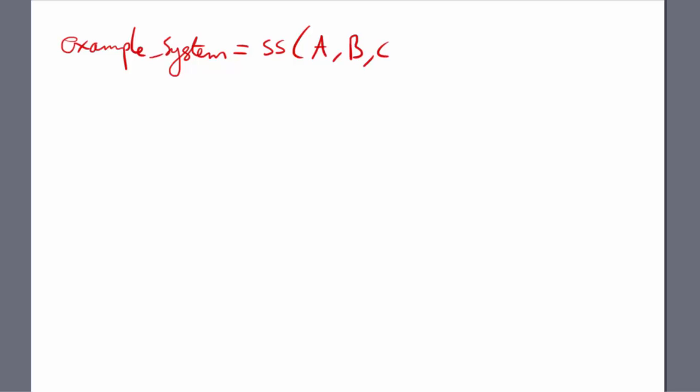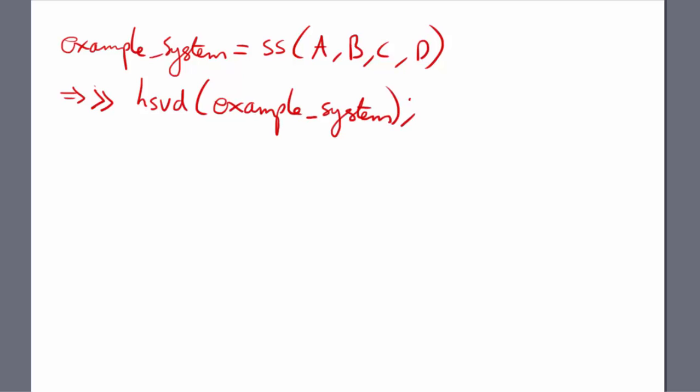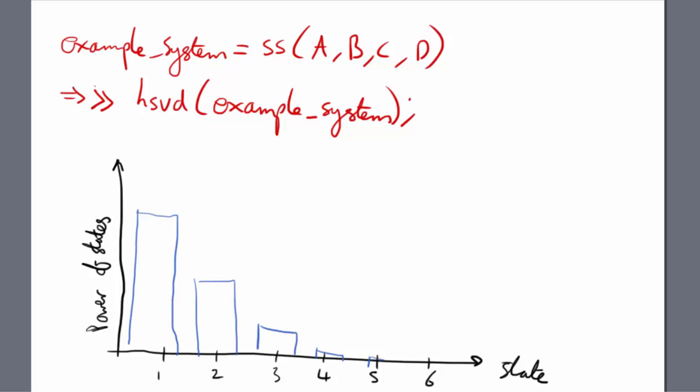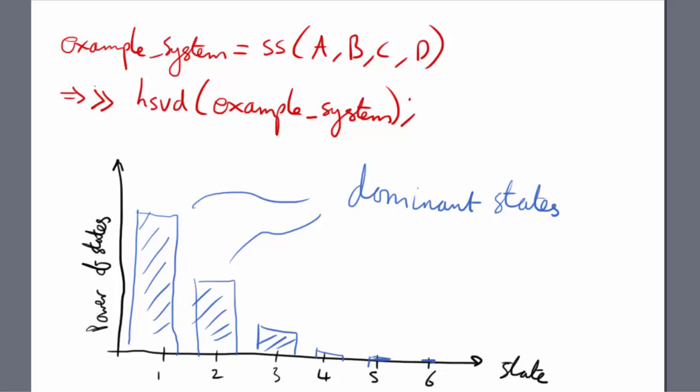An example here of the HSVD, let's just take a random state space system here. Let's say we plot it with the HSVD function, and you'll get something like this, with power of the states on the y-axis and the state numbers on the x. And if the system is stable, you will get blue bars. If you use Prony's, you'll get something like this. You might not get this if you use a random system, but you can see here that the first three states are the dominant states.